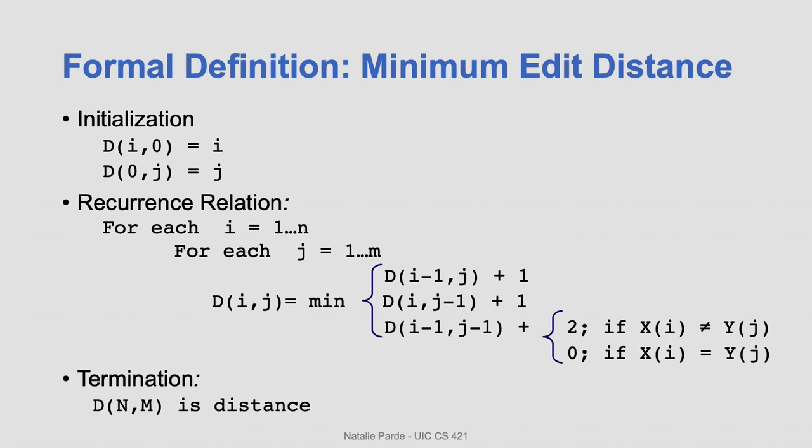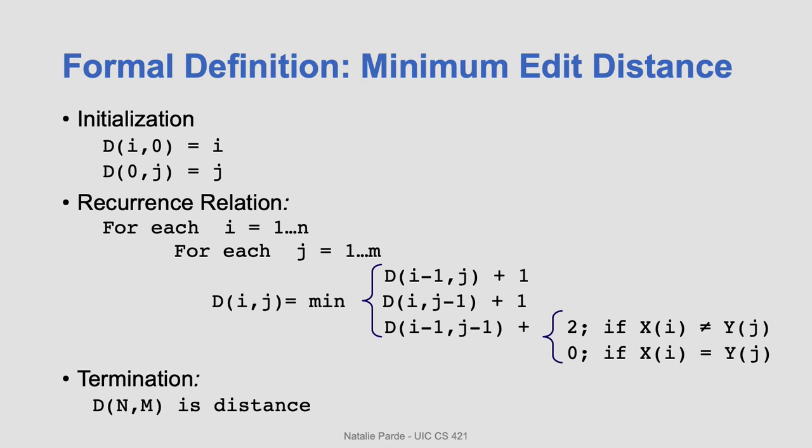We start out by initializing our distances. So the distance from index i of the first string to a completely empty string is going to be equal to the index itself. For example, the distance from the first character of a string to an empty string would be 1.